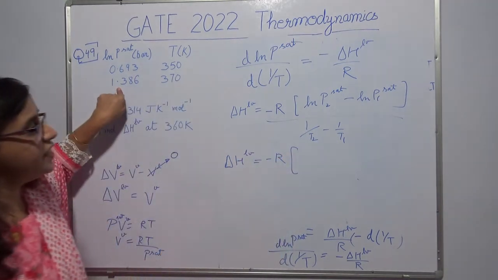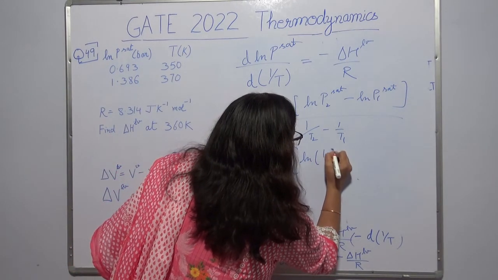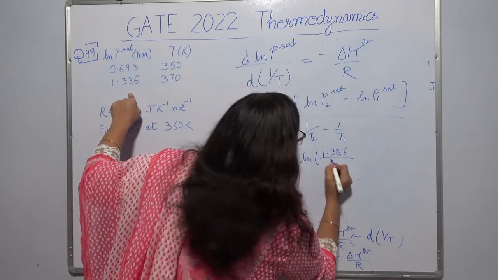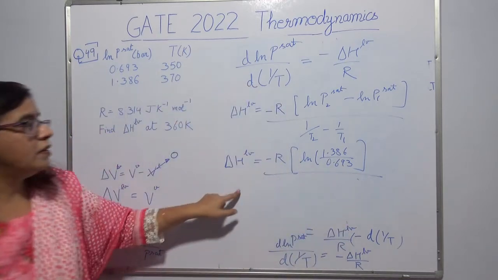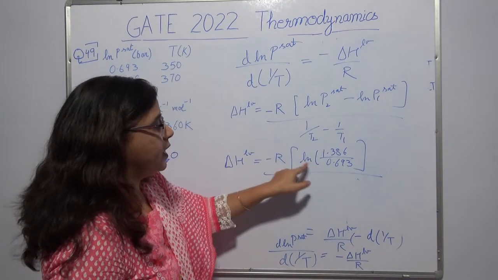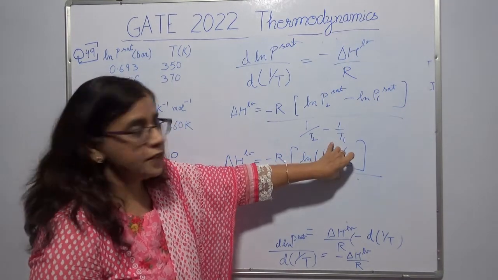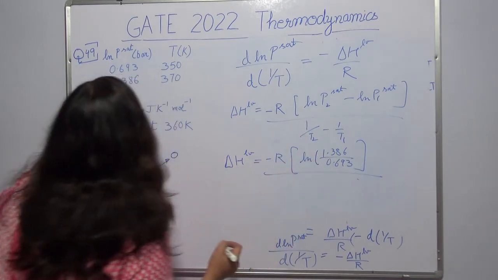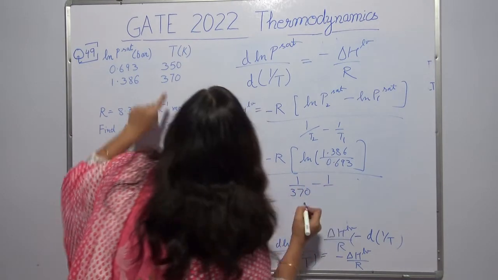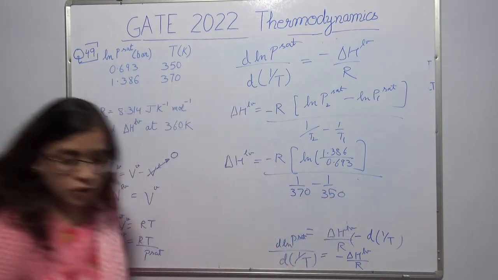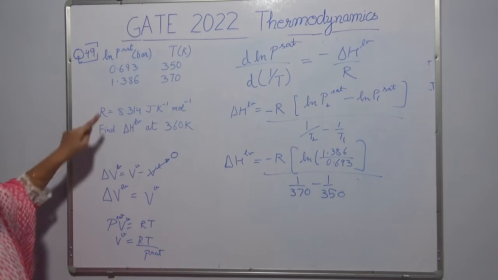What is P2? 1.386, that is ln, so I can write it as 1.386 divided by 0.693. Okay, this comes out to be ln of 2. So again ln of 2 is 0.693. So basically this value is 0.693 multiplied by R, and in the denominator you have 1 upon 370 minus 1 upon 350. Okay, so it's very simple mathematics. You can do it. Put the value of R as 8.314.